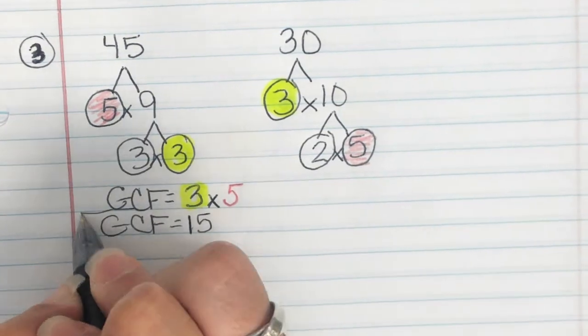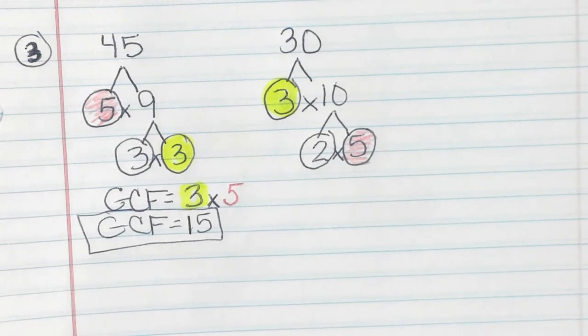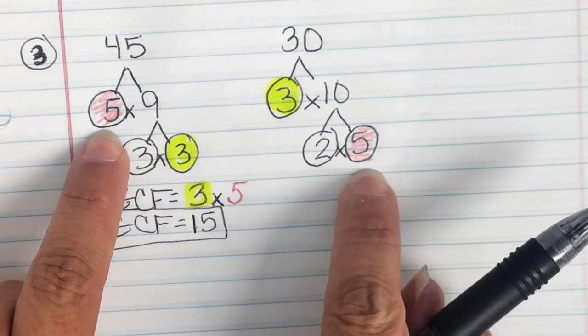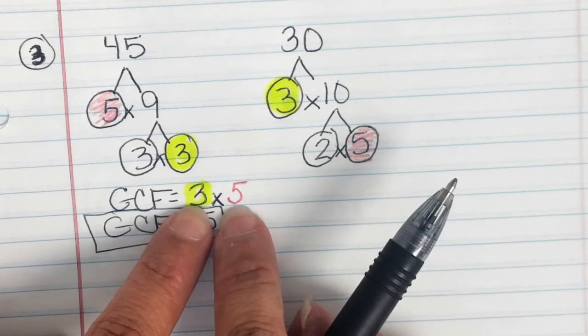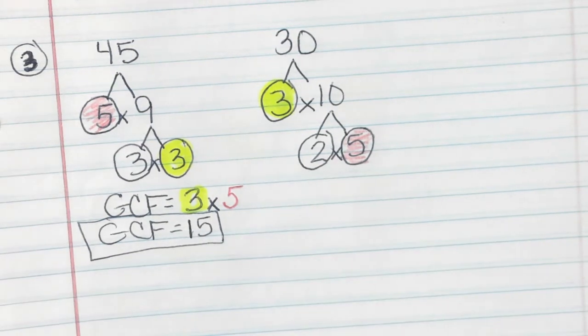Greatest common factor. So if there's 5 things that match, you got to multiply all 5 out. If there's like 10 things that match, you have to multiply all 10 out. Okay, the 2 3s, there's a 3 in each tree. There's a 5 in each tree. So for every match, you need to write it down here and multiply it out to get that final answer. For every pair of matches, you want to write it down and multiply it out.